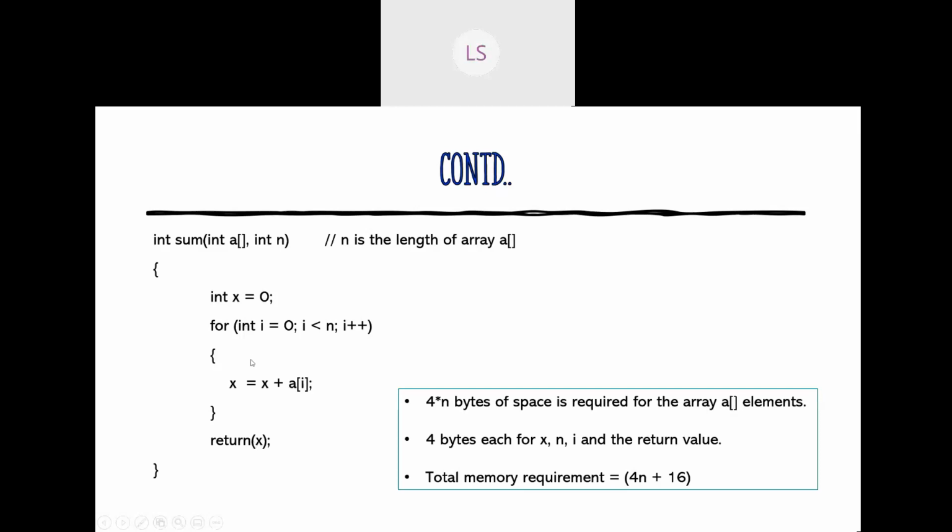Okay, ma'am, I got it. So each of them will take 4 bytes, so 4 into 4 is 16. Then you need to add the 4n portion. So the total memory requirement will be 4n plus 16. Whenever you assign some size to the array, that value will be replaced by n. Suppose your array size is 10, then it will be 4 into 10 plus 16. If your array size is 2, then it will be 4 into 2 plus 16.